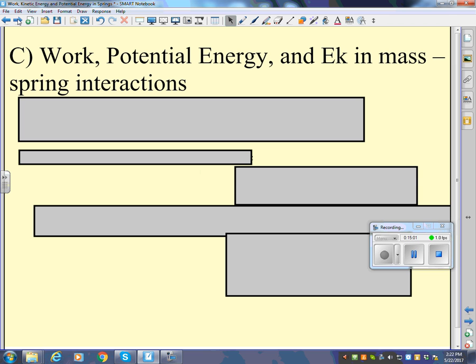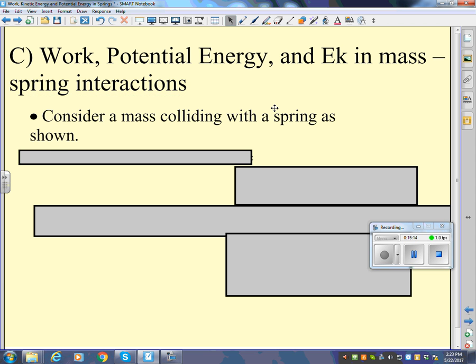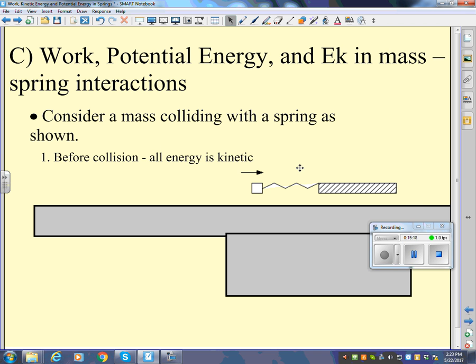Okay, so now let's look at one more thing here. Work, potential energy, and kinetic energy in mass spring interaction. So now we're going to throw it all together in one big pot. Think about a mass colliding with a spring as shown. I'm going to show you the picture right here, okay? So this is my very weak attempt at drawing a spring right here. And the little square has just reached the spring. The spring has not had any compression happen yet.